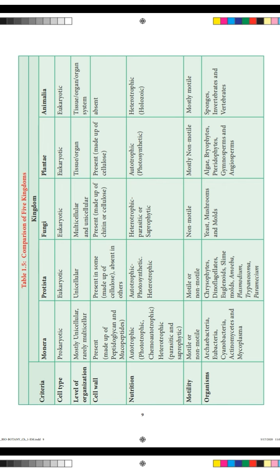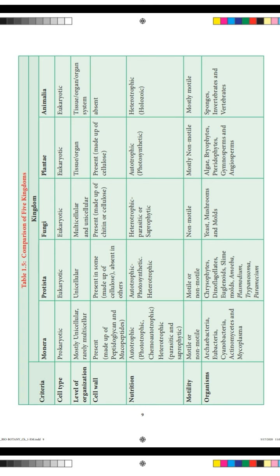Next, Protista. Here the organisms were autotrophic, photosynthetic, and some were heterotrophic. As we studied, they included the protozoans as well as the phytoplanktons. Next, kingdom Fungi. Here the mode of nutrition is heterotrophic. They cannot prepare their own food. Next, Plantae: the mode of nutrition is autotrophic. They prepare their own food by the process of photosynthesis. Next, the last kingdom, Animalia: the nutrition is heterotrophic. Animals cannot prepare their own food, so they have the heterotrophic mode of nutrition.